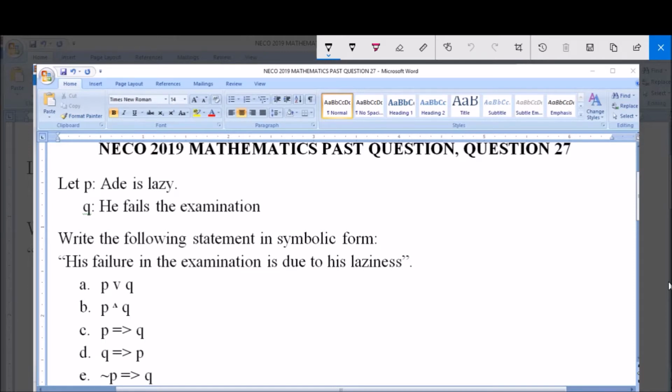C, P implies Q, and D, Q implies P, and E, negation of P implies Q.